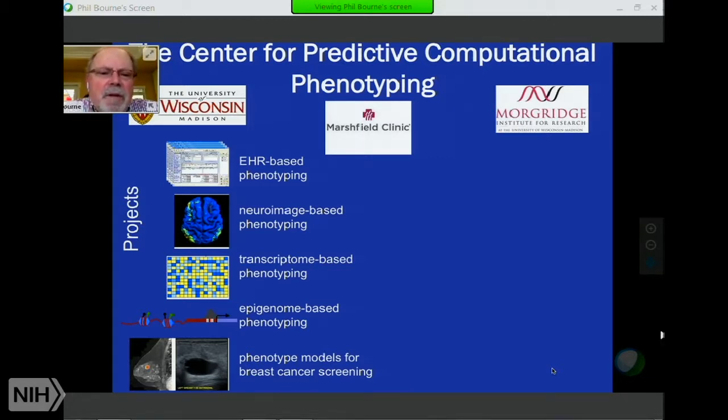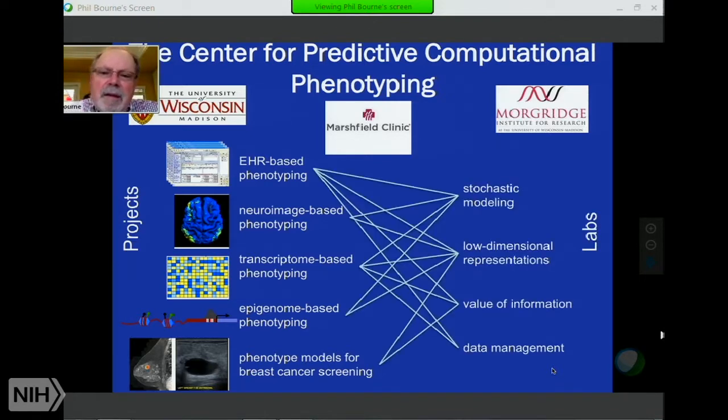There's a series of projects, different types of phenotyping, which you can see there on the left, ranging from neuroimaging, EHR, and I'm going to focus on the EHR piece here, and obviously, all the way down. And so those are different phenotyping efforts. And then there are labs that take that data and are doing certain things with it. Some is not, I would say, mundane, but on the other hand, it's incredibly important data management, assessing the value of the information, statistically and otherwise, and creating representations that cross-cut data types, and then the stochastic modeling aspect of it. So all of which is really important.